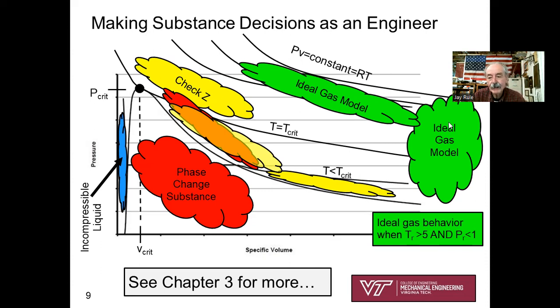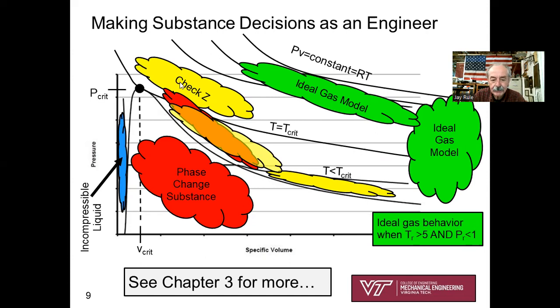Now, the yellow clouds. The yellow clouds, when you are close to the vapor dome, that's where I've labeled it: check Z, check the compressibility factor. I've got to tell you that in most of your engineering problems, you're not faced with this decision. So it's really pretty unusual. It would only be situations where you're dealing with cryogenic substances, in other words, very, very cold substances, or extremely high pressure substances, that you're going to have to check Z.